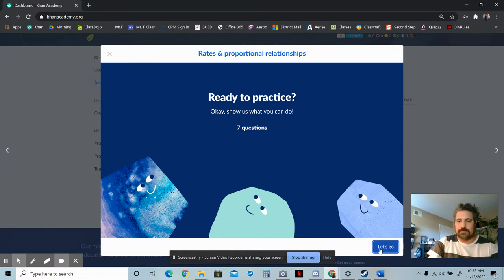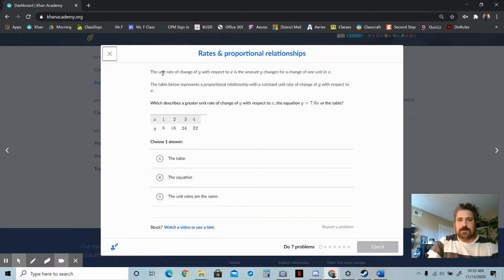So let's go. It says here the unit rate of change of y with respect to x is the amount y changes for a change of 1 unit in x. Okay, so when they say y with respect to x, they basically mean the ratio of y over x. That means how much y changes for every 1 change in x. So when it says with respect to x, they're saying y per x, right? For every y per x.